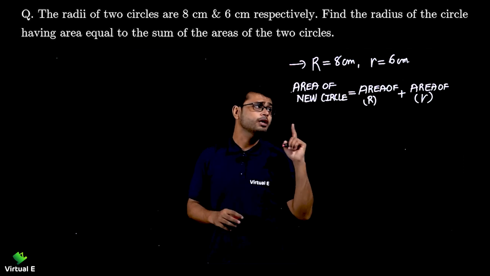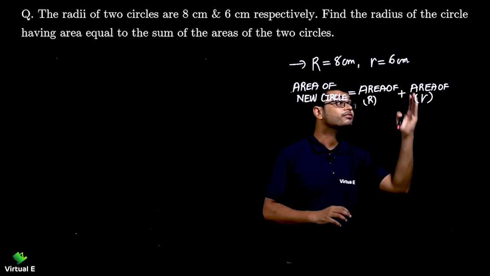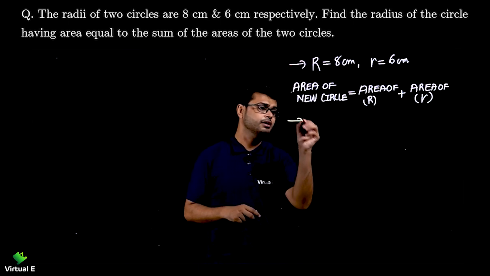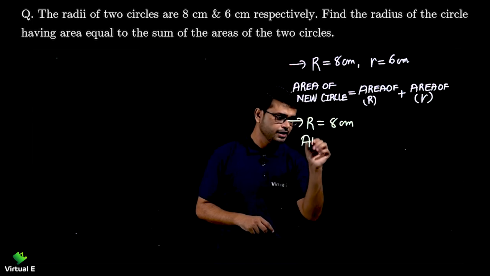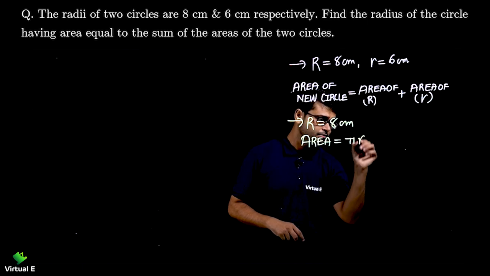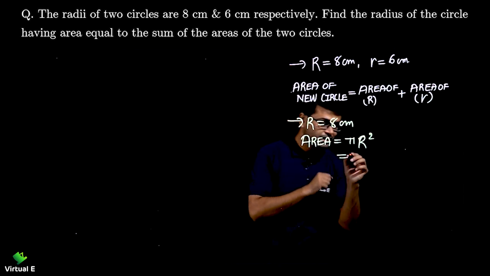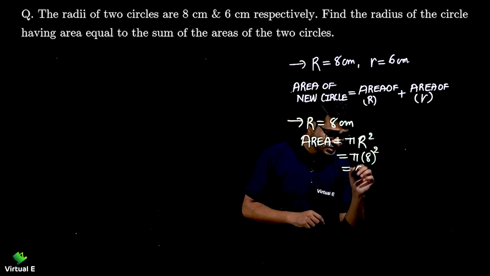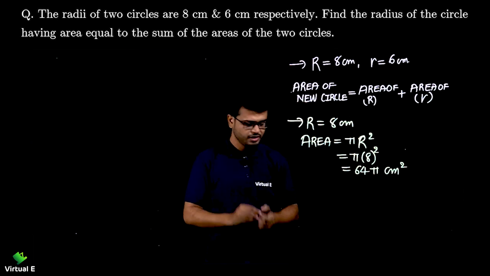Simple. So what is our first step? We are going to find the area of this capital R, then we are going to find the area of this small r. So let's start with capital R. Capital R value is 8 centimeter. So area is equal to pi R square. Remember, don't make the mistake. Here pi, keep it as it is, and instead of R I'm going to write 8 square. So here 64 pi centimeter square, this is area, remember.